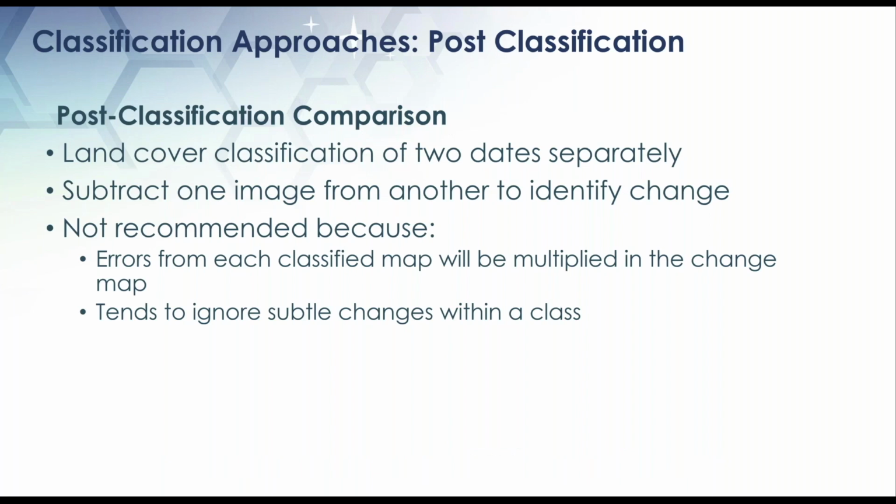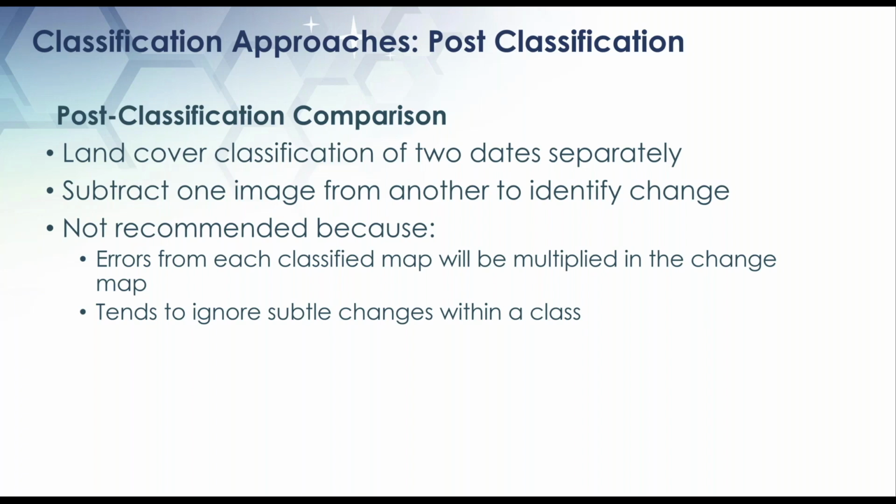So another classification approach is called post-classification comparison. That's essentially where you take two dates, or you could take more than two dates, but it gets more complicated the more dates that you use, and you classify them separately. So you go through the same supervised classification process, whatever classification process you prefer, separately for each date. And then essentially you just subtract one image from the other to identify what that change is.